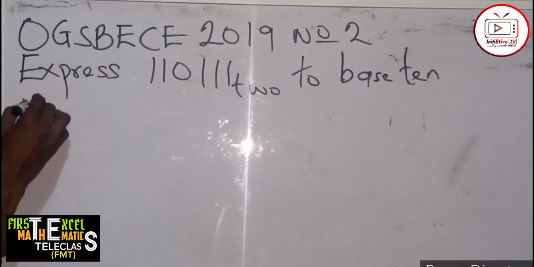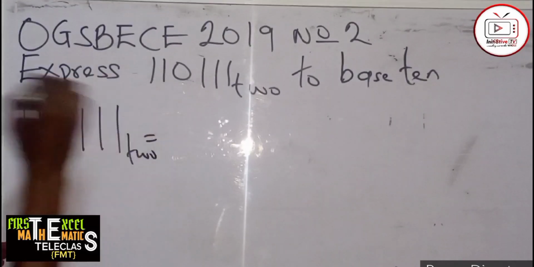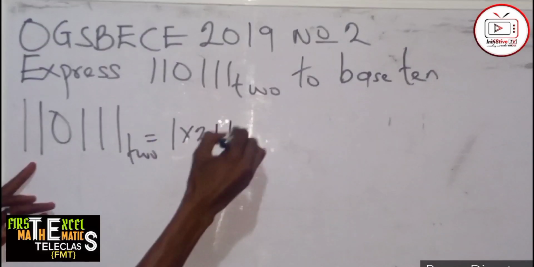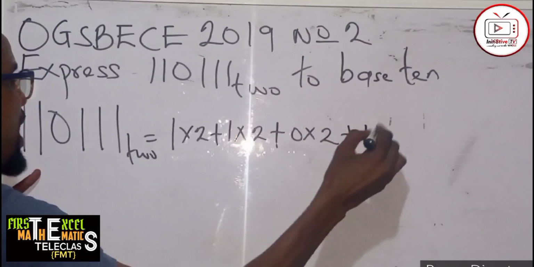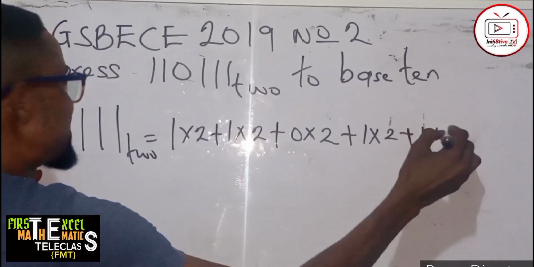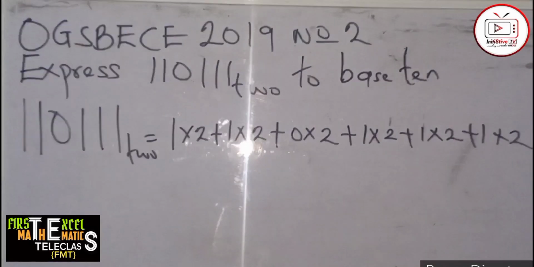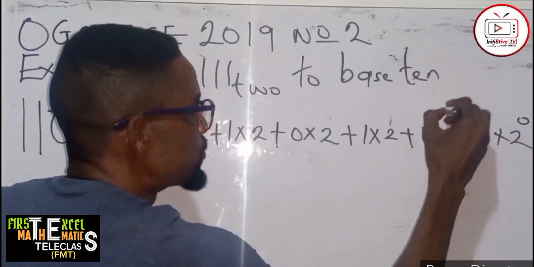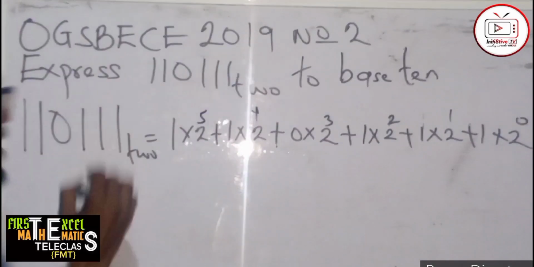I have 1, 1, 0, 1, 1, 1, everything in base 2. Alright, let's see what we are going to do. I said 1 times 2 plus 1 times 2 plus 0 times 2 plus 1 times 2 plus 1 times 2 and 1 times 2. Are we good to go? Now let's put our power. Remember I said our power must be on our base, and my base is 2. And this gives me 0, 1, 2, 3, 4 and 5.